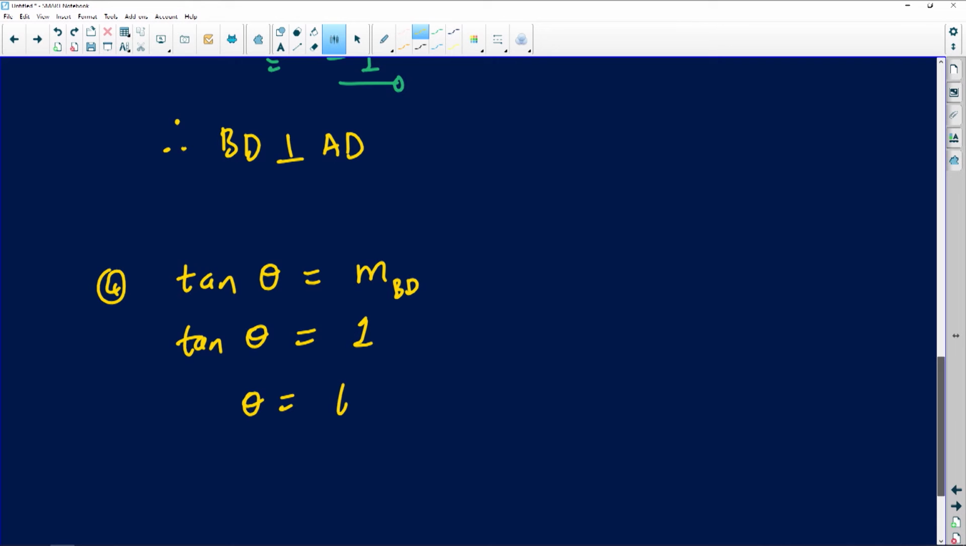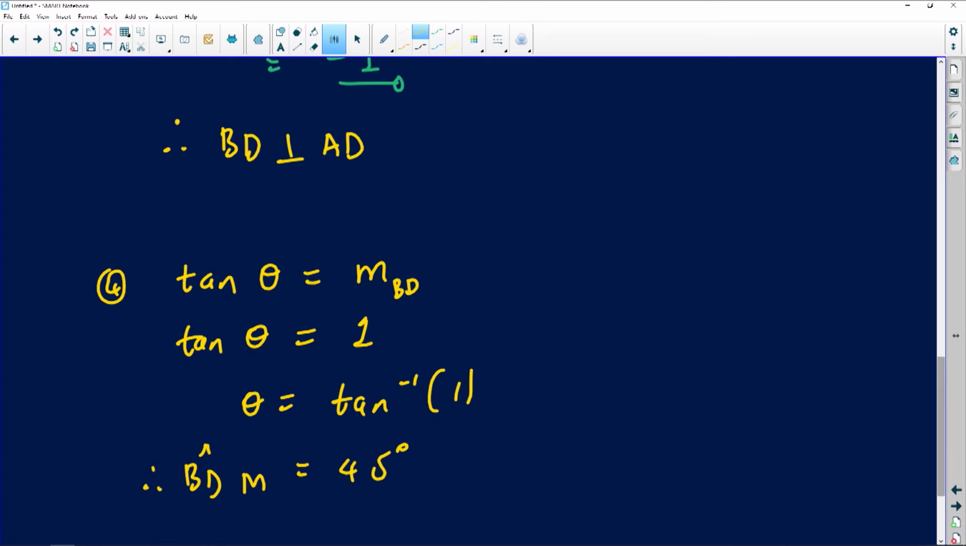And theta is arctan of 1. And this gives you an answer of 45 degrees. You should know this because 45 degrees is a special angle. That means that the angle they're looking for, which is BDM, is simply equal to 45 degrees.